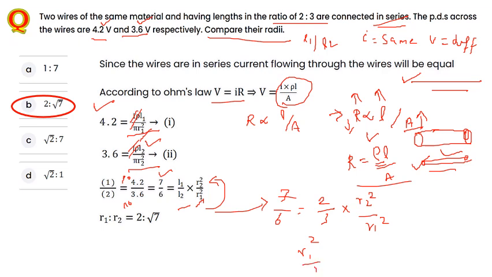R1 square divided by R2 square here is the same one, 2 divided by 3 into 6 divided by 7. This 3 will be cancelled over here. So what you are having here is 6 divided by 7, the same one, 2 times here, 4 divided by 7. Take the root, R1 by R2. What you are getting here is 2 is to 7.